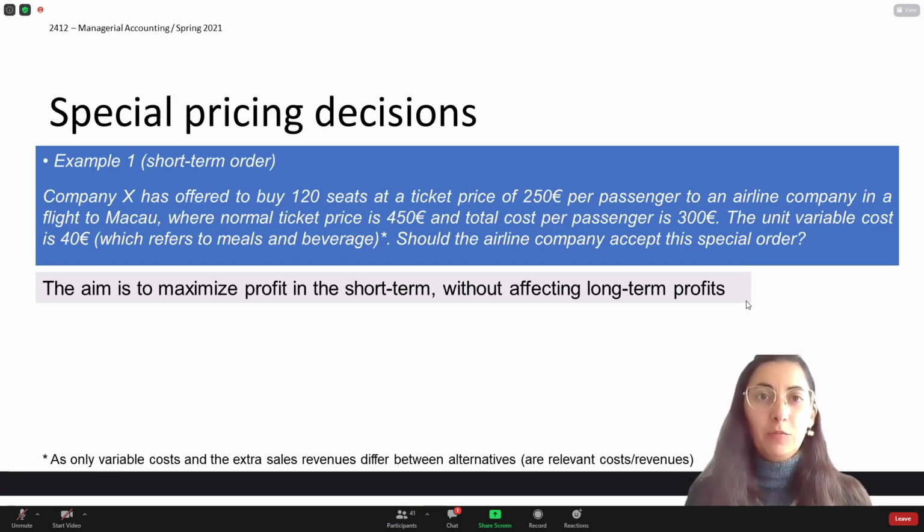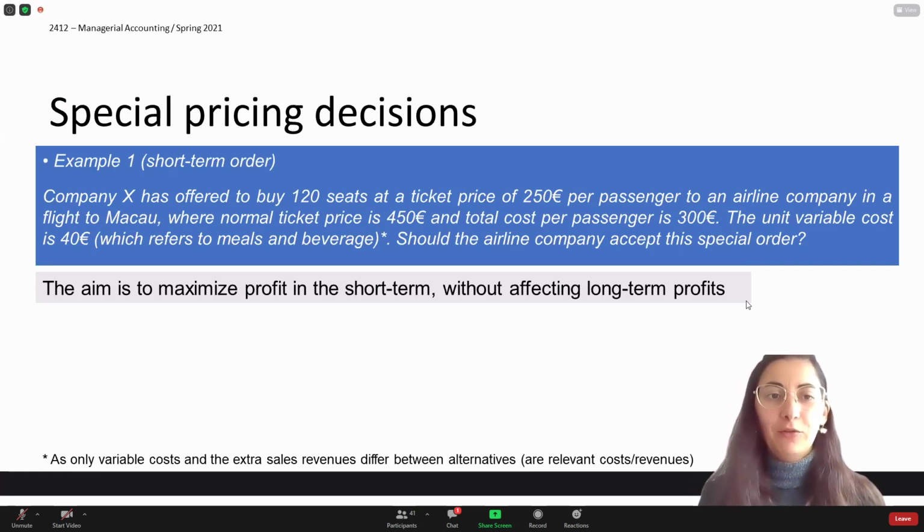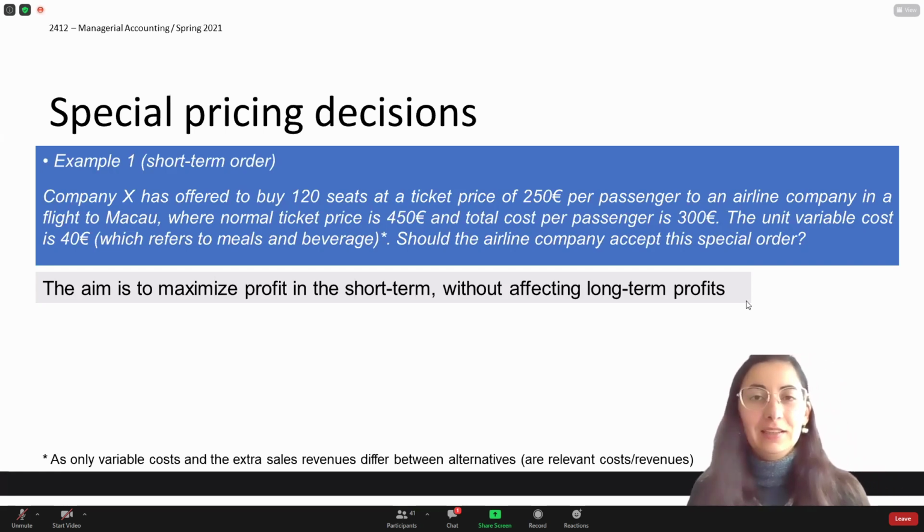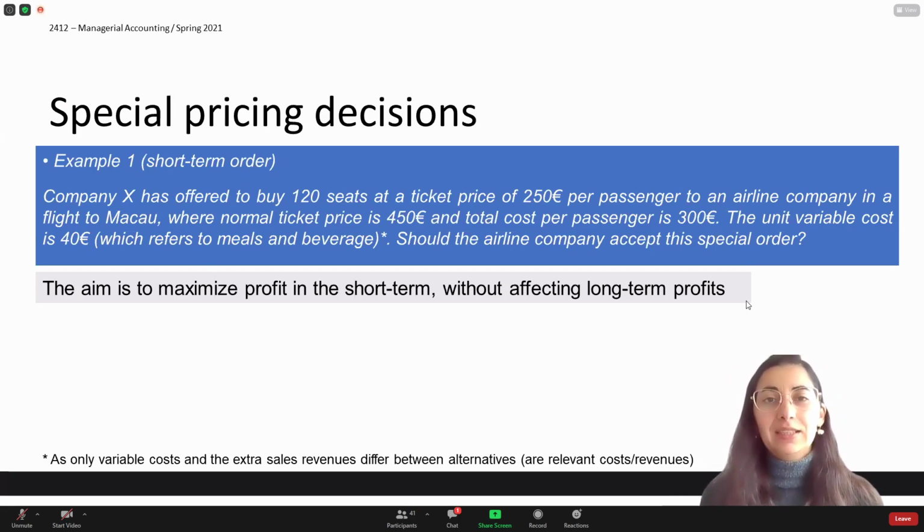So 250 is the selling price for this special company, company X. They normally sell the ticket at 450, so they are offering a selling price of 200 euros less than market price. The total cost, which includes both fixed and variable, is 300 euros. Out of the 300, 40 euros is variable. That means that the remaining is fixed costs. So company X would have to pay 290 per person.